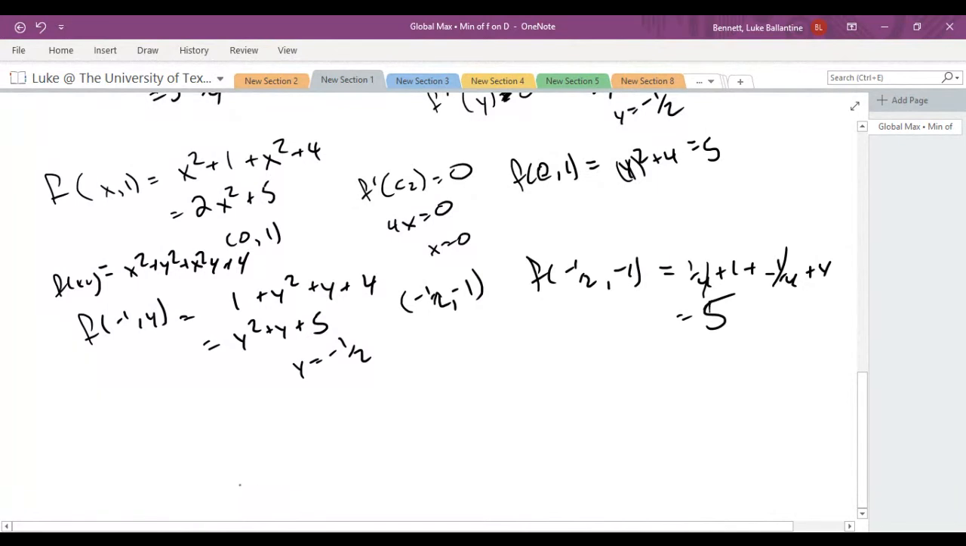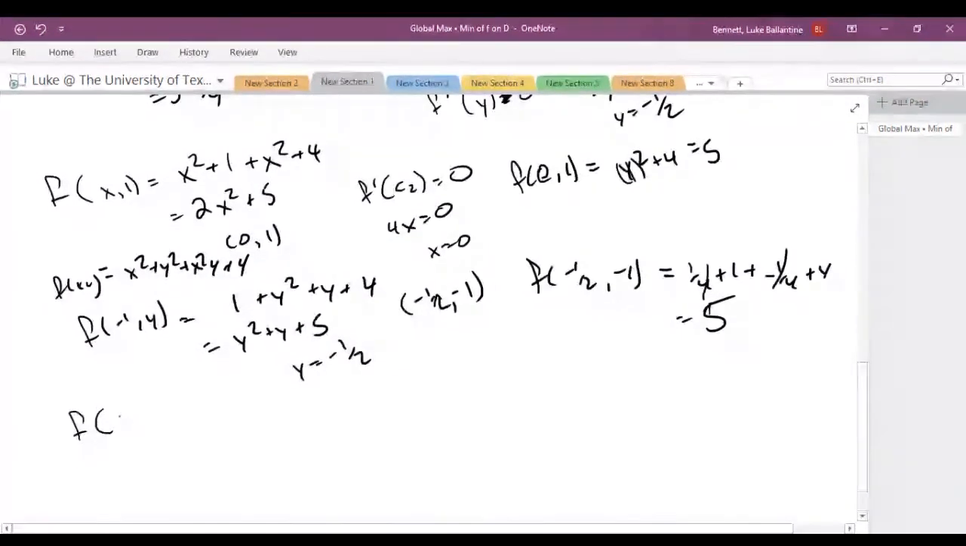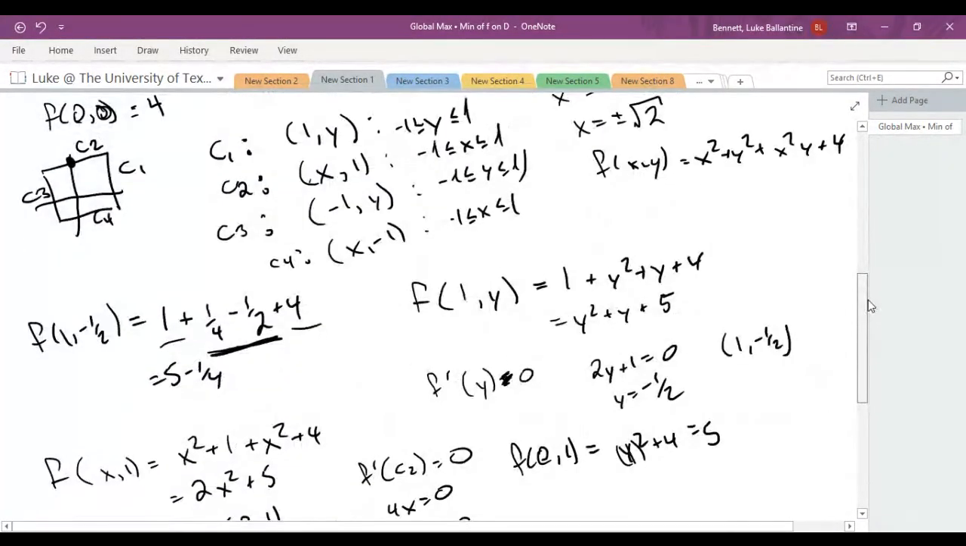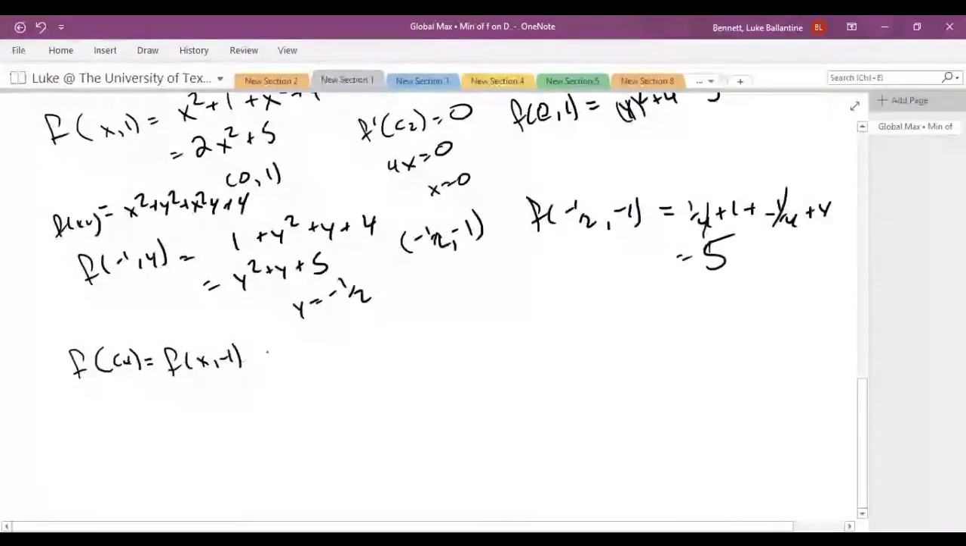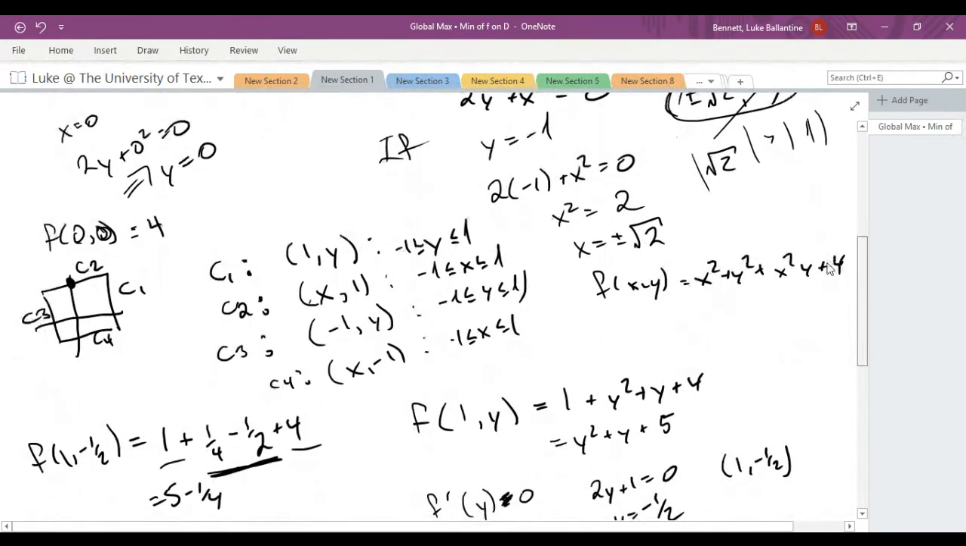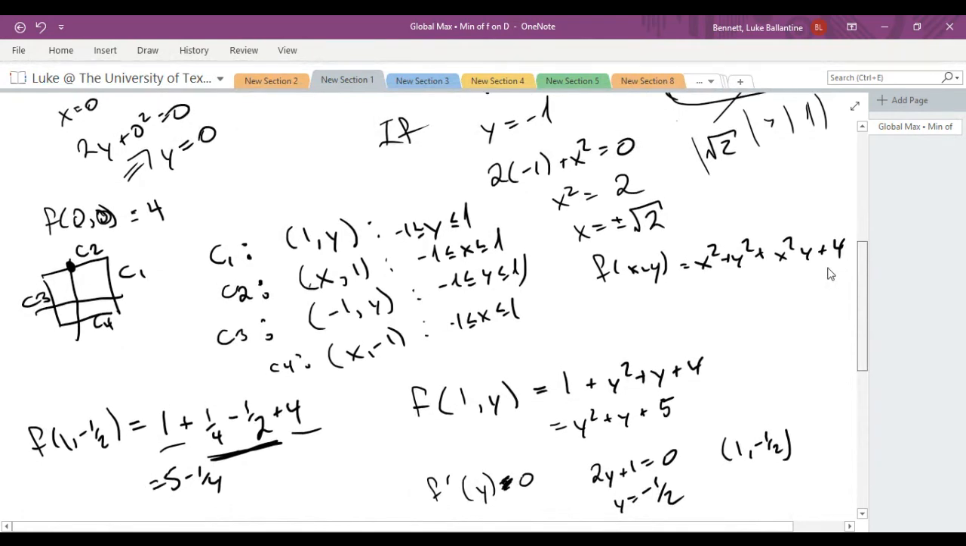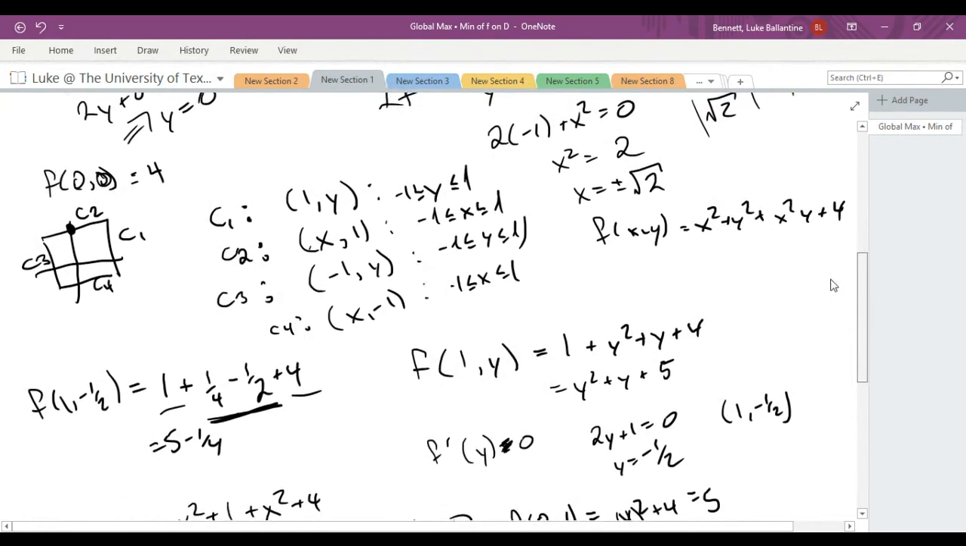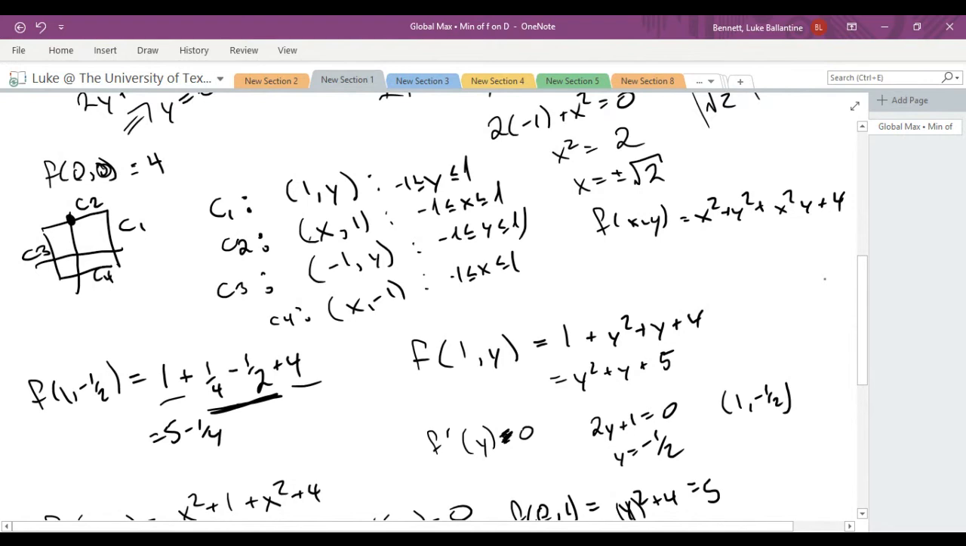Okay. And then we have f of C4. f of C4 is f of x, negative 1, which is x squared plus 1 minus x squared plus 4. This is equal to 5. The derivative is not equal to 0. Okay. But since this function is monotonically increasing as y gets big and x gets big, we have to check the extreme values of our shape. That is, we have to check these corners right here.